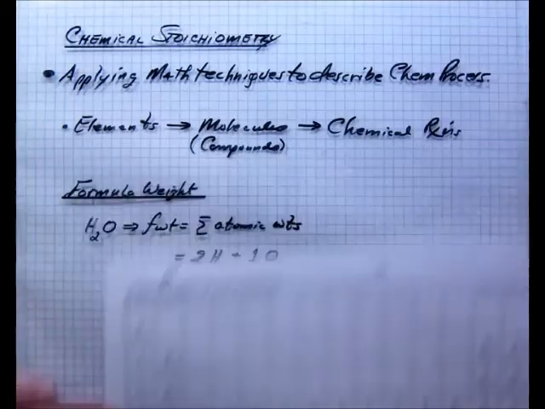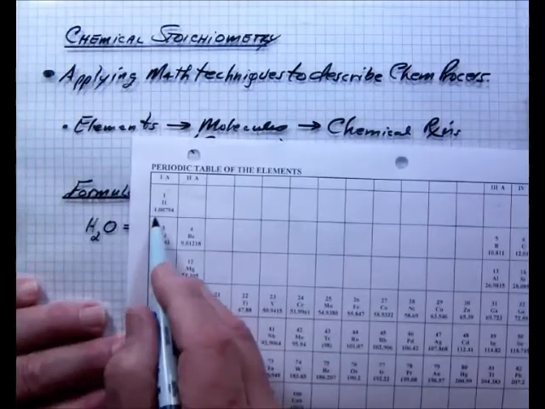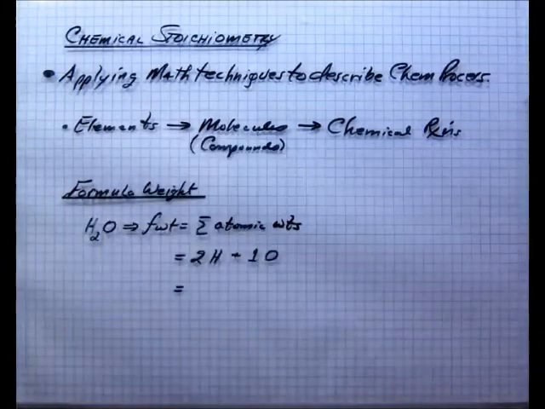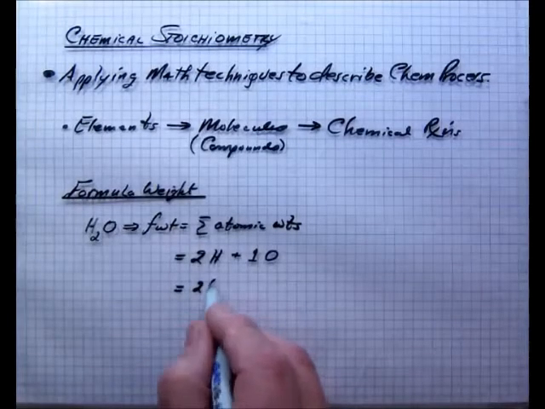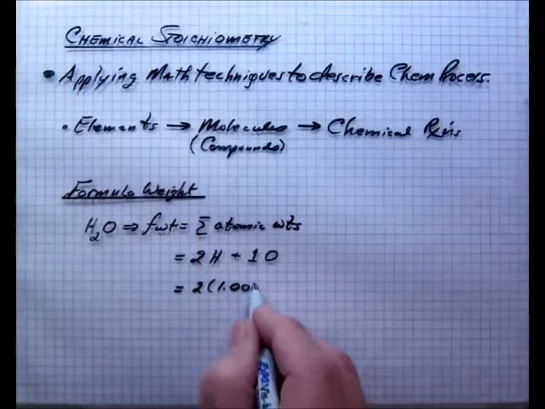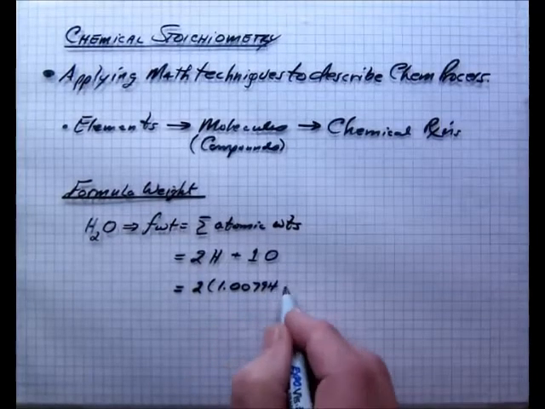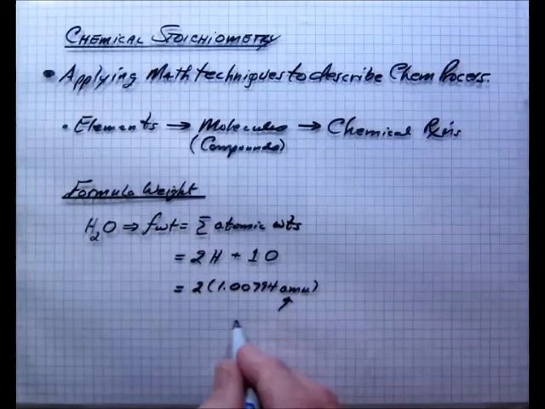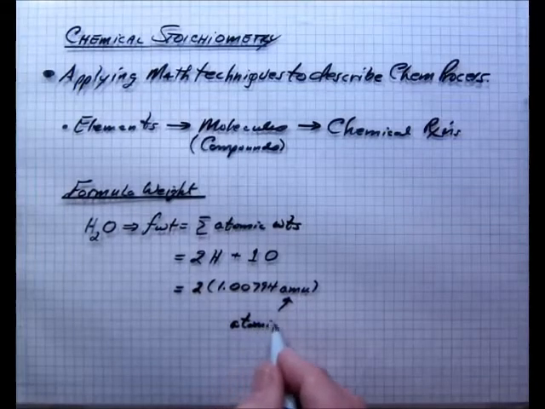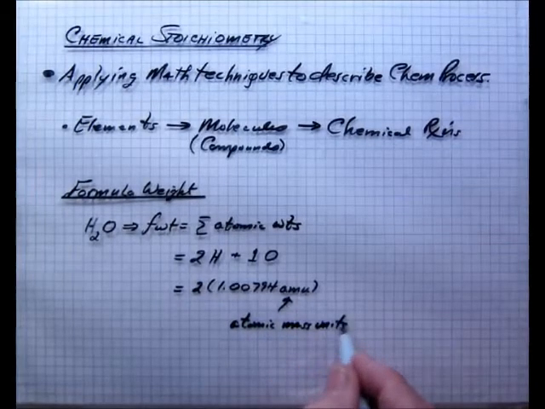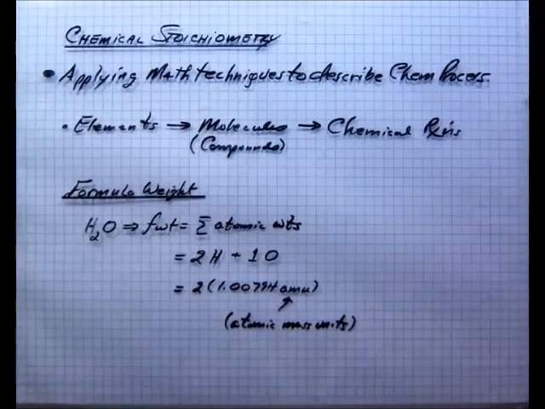In a periodic table, hydrogen is listed as 1.00794 atomic mass units. So we have 2 times 1.00794 AMUs. And AMU are atomic mass units. Okay?